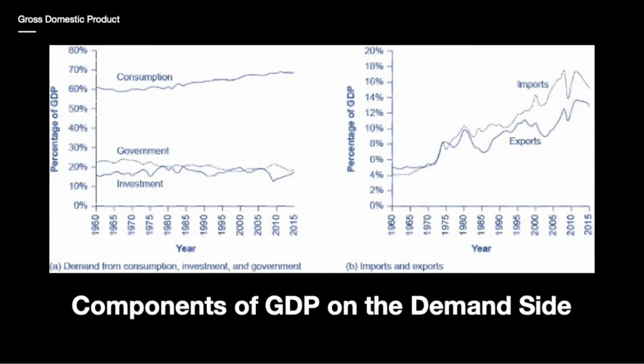For figure B, exports are added to total demand for goods and services, while imports are subtracted from total demand. If exports exceed imports, as in most of the cases of the 1960s and 70s in the US economy, a trade surplus exists. If imports exceed exports, as in recent years, then a trade deficit exists.